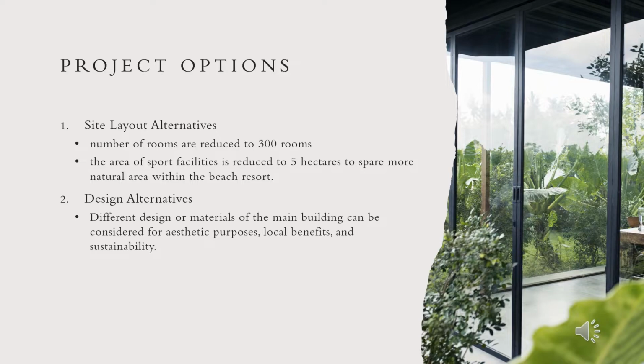There are two project options for this project. First is site layout alternatives. The room number can be reduced and the area of sport facilities is reduced to spare more natural areas. Second option is design alternatives. Different design or materials of the main building can be considered for aesthetic purposes, local benefits, and sustainability.